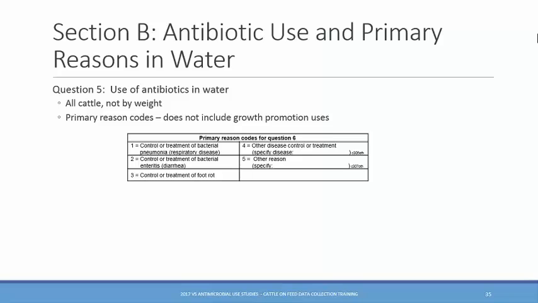Also note that the reason codes for this question are much shorter than the reason codes for questions 2 and 4 because there are no growth promotion labeled uses for antibiotic use in water. And so here we have just control or treatment of bacterial pneumonia, enteritis, also foot rot. Then we have an other category, and again, this is one where we are happy if you would write in any other disease control or treatment uses, and write down what the disease condition was. We need that information, or if there is another reason for use of the antibiotics in water.